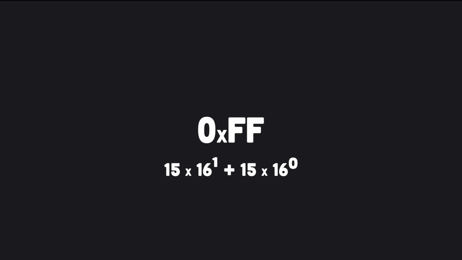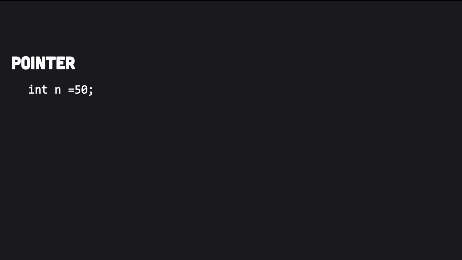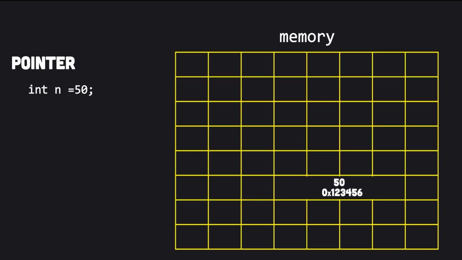Now, let's transition to pointers, which are like signposts directing us to specific memory locations. Imagine you create an integer variable called n and set it to 50. That value gets stored somewhere in your computer's memory, and you can find its exact address using the ampersand operator. To store this address, we use a pointer variable declared as int *p.